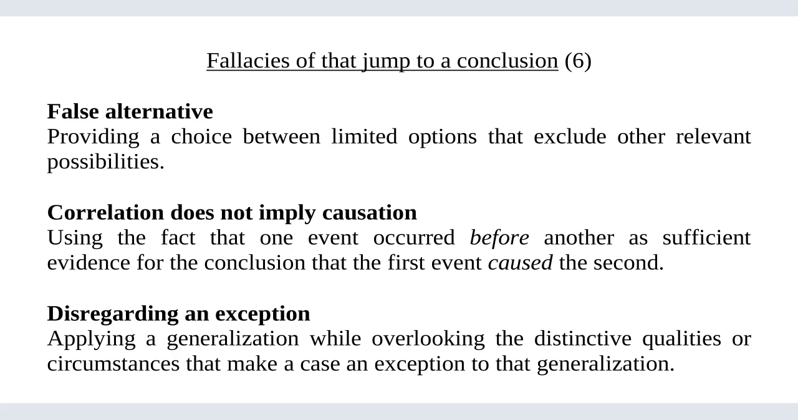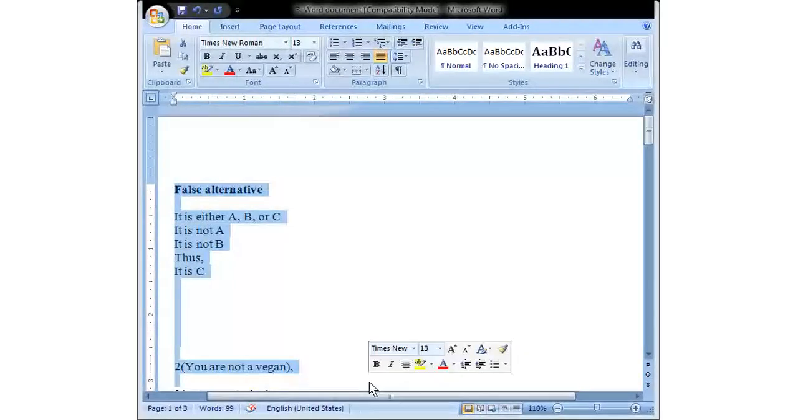All right. Correlation does not imply causation. It's using the fact that one event occurred before another as sufficient evidence for the conclusion that the first event caused the second. Let me give you an example. Let me share the screen again and make up an example on the fly. All right, so let's imagine, what are we looking at here?